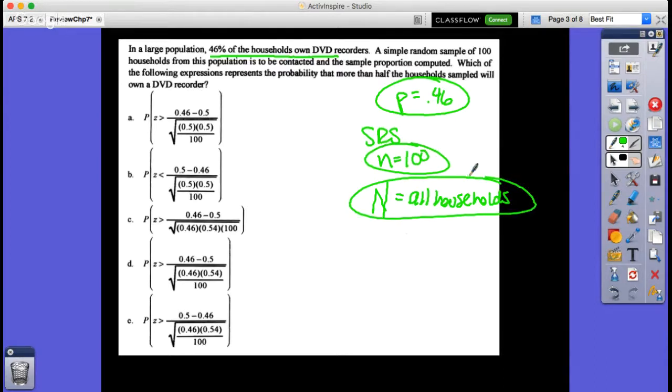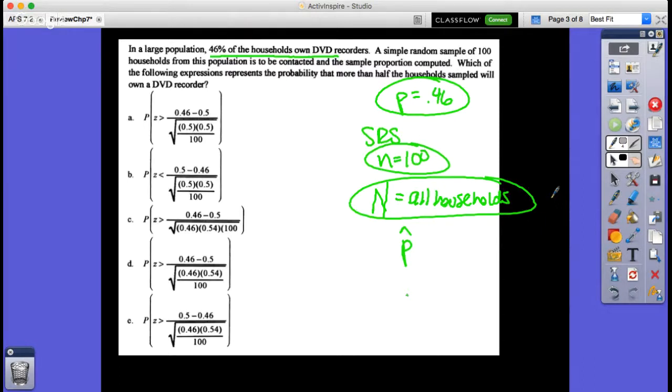The households are contacted and the sample proportion is computed. The sample proportion would be P hat. Which of the following expressions represents the probability that more than half of the households sampled will own a DVD recorder? Now, I'm going to take this much further than what you need to, especially on the multiple choice. On the FRQ, you'll need to do this, but just a heads up here.